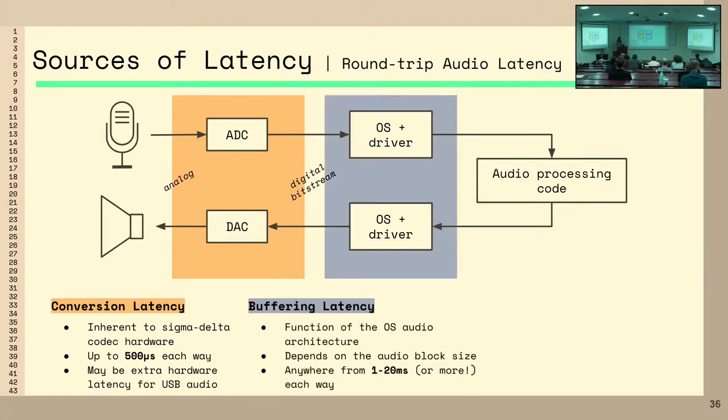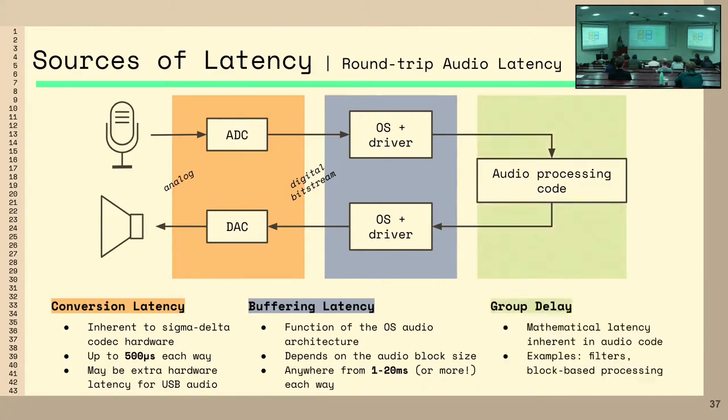You have the buffering latency. This is a function of your architecture. It depends on how your block size is handled and the size of your block size. This tends to be quite substantial, especially if you want to do things that take more than just a few samples. And then you have the group delay, or the latency that your audio code takes, right? Where that's filters, where that's block-based processing like FFTs. Everything in the code that you're going to write is going to have an inherent mathematical latency, as was shown before with the filters.